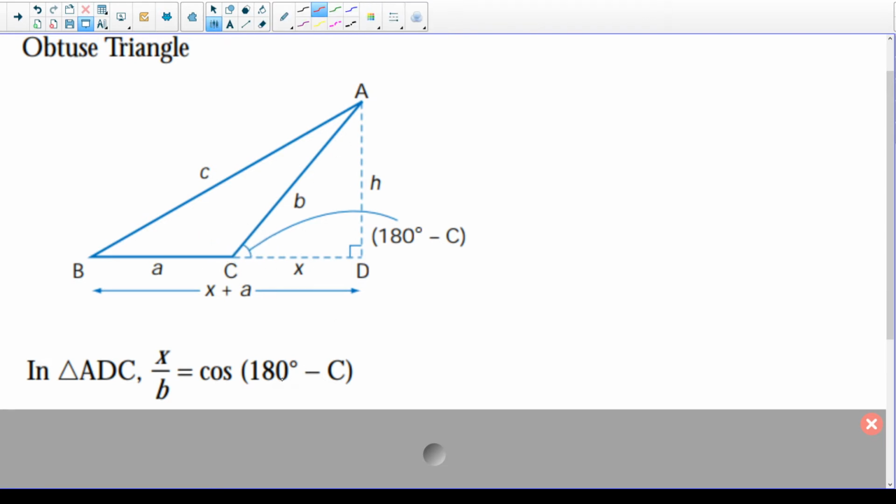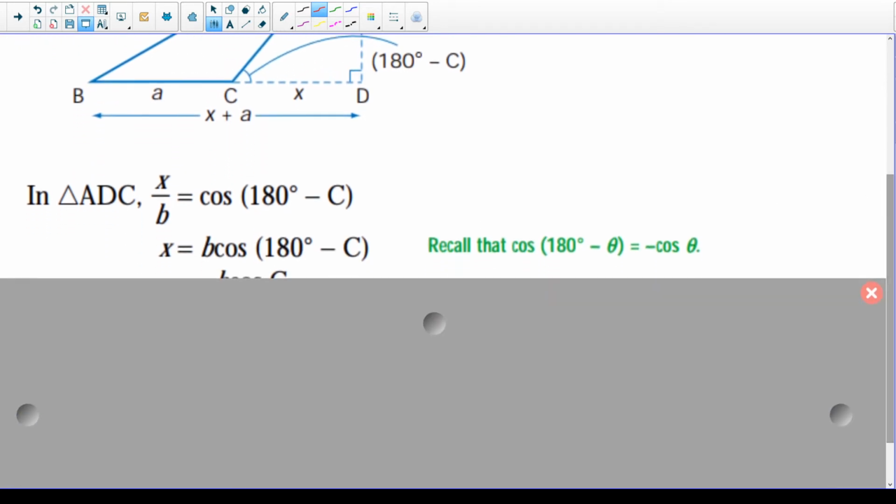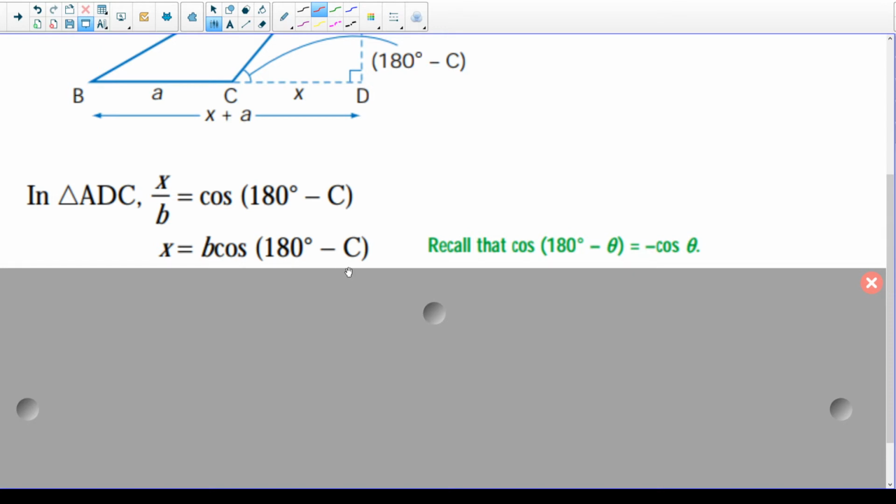Okay? Now, because we're using 180 minus c, we have to use a substitution here. The cosine of 180 minus an angle is equal to the negative cosine of that angle. And we've already seen that. I didn't exactly state it that way, but let's just show you where that comes from.